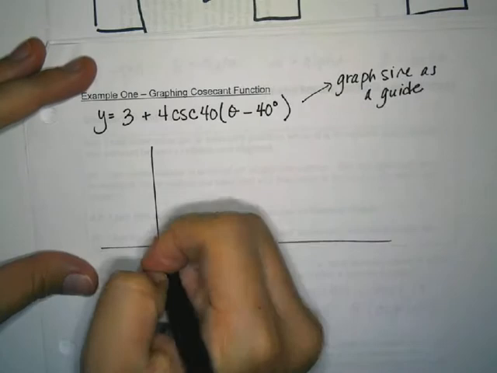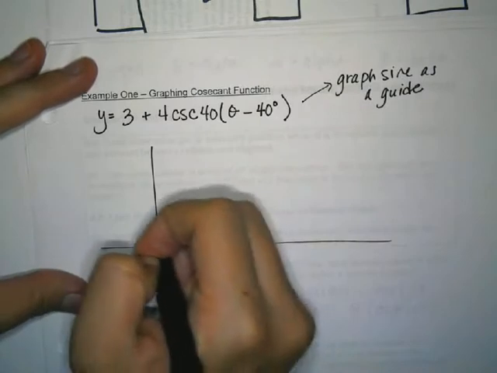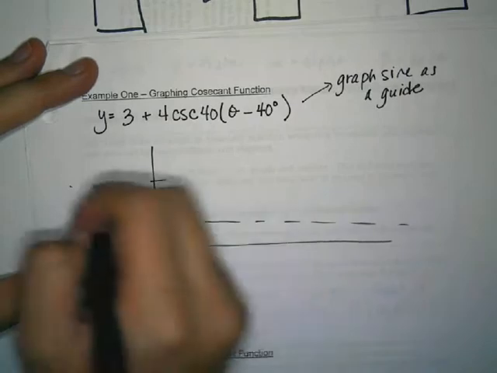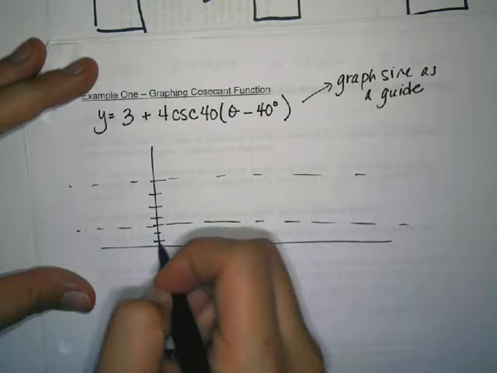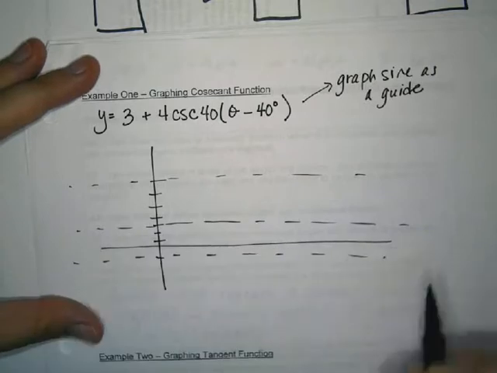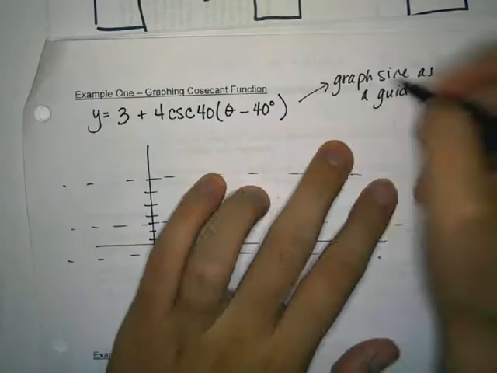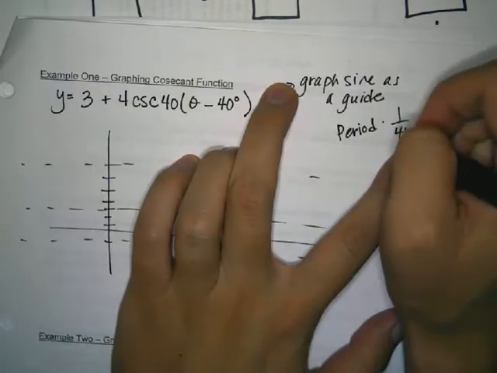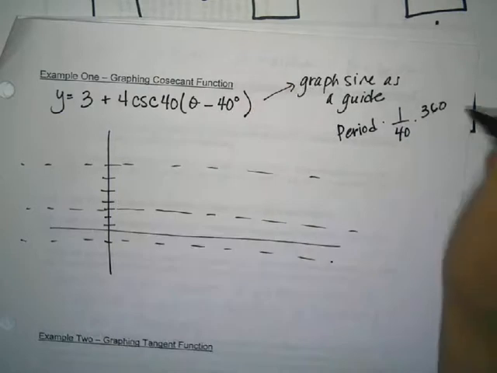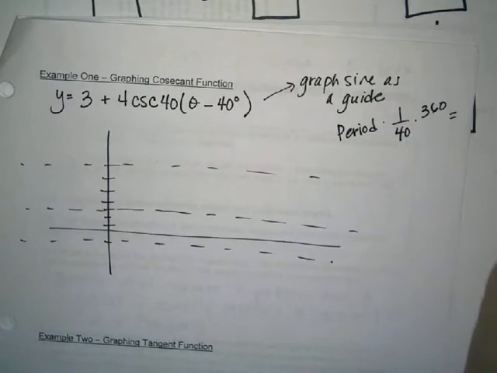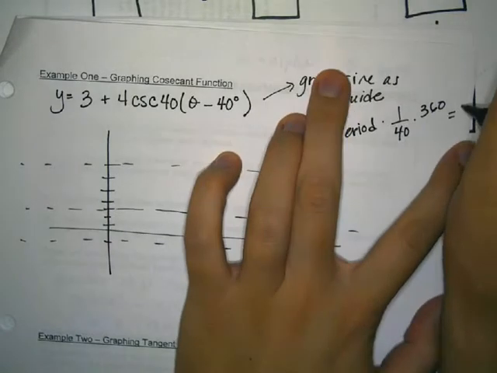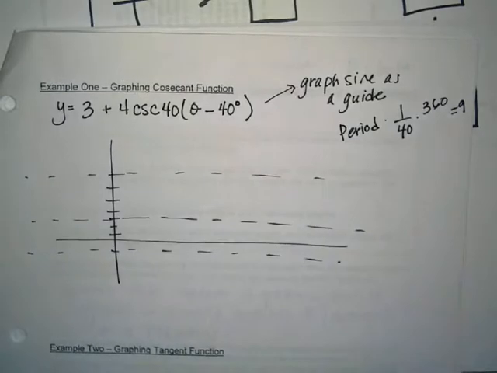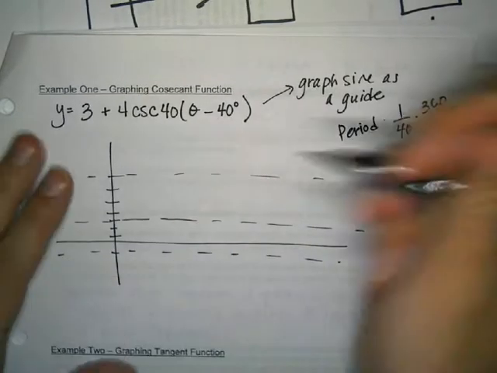Okay, so we have 1, 2, 3. Here's my sinusoidal axis. 1, 2, 3, 4, upper bound. 1, 2, 3, 4, lower bound. Okay. Then my period is going to be 1 over 40 times 360, or 9. Alright, and then we're going to start at positive 40 degrees.